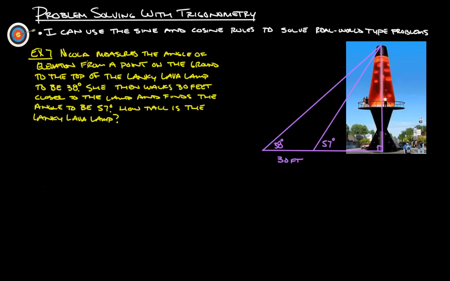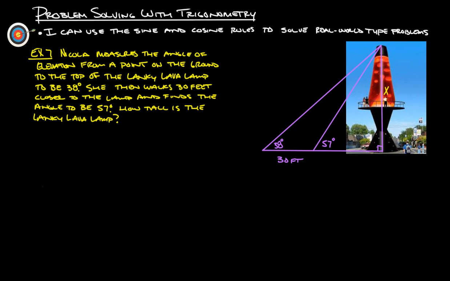Example 7. Nicola measures the angle of elevation from a point on the ground to the top of the lanky lava lamp to be 38 degrees. She then walks 30 feet closer to the lamp and finds that the angle is 57 degrees. How tall is the lanky lava lamp? So we are trying to figure out what this is right here, how tall this thing is.